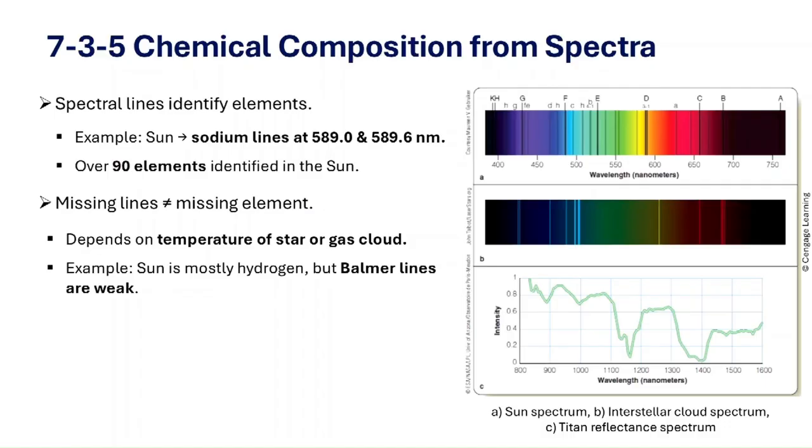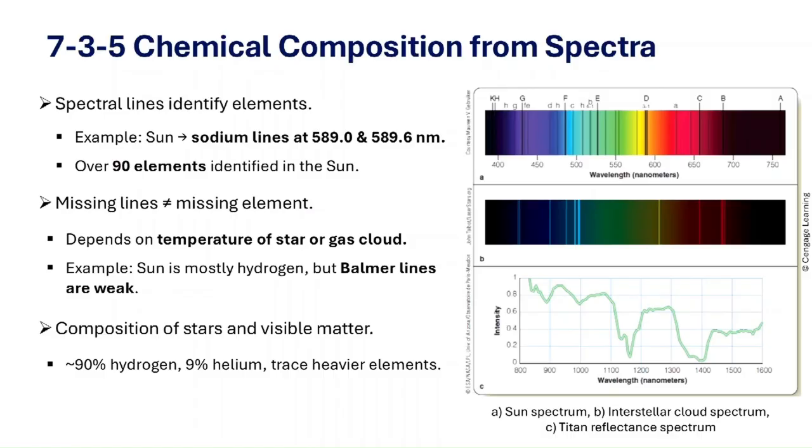And here's an interstellar cloud instead. The emission lines from hydrogen, nitrogen, and oxygen are all bright. So comparing different objects lets astronomers figure out chemical composition under different conditions. Now on average, stars and most visible matter in the universe have a similar composition.